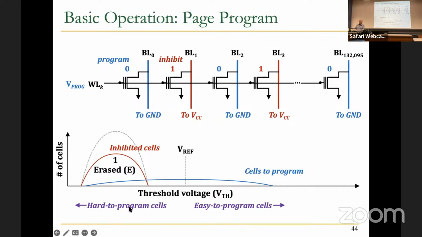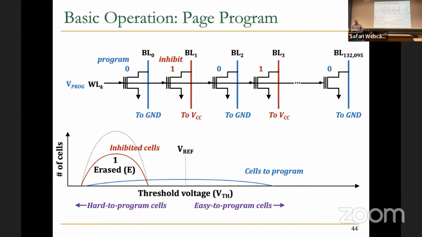And the reason is that, as I said, we have process variation. There are some cells that are hard to program. As you can see, their threshold voltage doesn't change much. There are also some cells that are easy to program, so the threshold voltage for them changes well. So that's why this doesn't work.